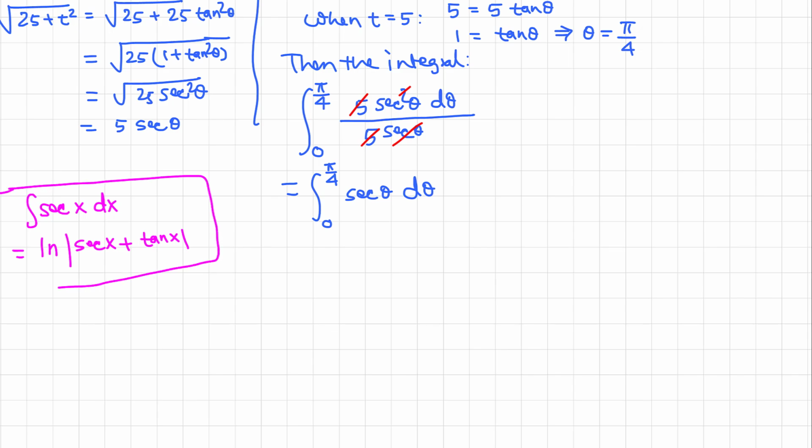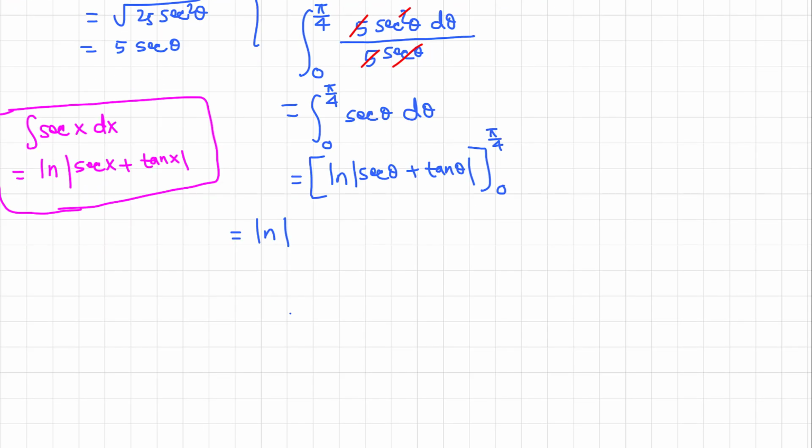but we are in the definite integral case. Using this rule, this is now natural log of absolute secant theta plus tangent theta, and we need to evaluate from 0 to pi over 4. Now let's do it. For the upper limit, replace theta by pi over 4, and for the lower limit replace theta by 0. So upper limit, natural log of absolute value secant pi over 4.